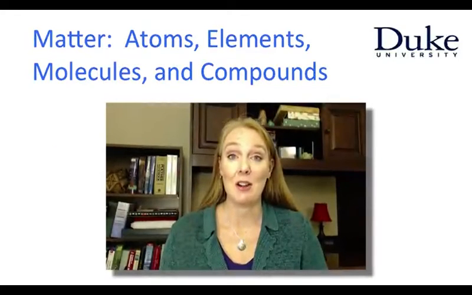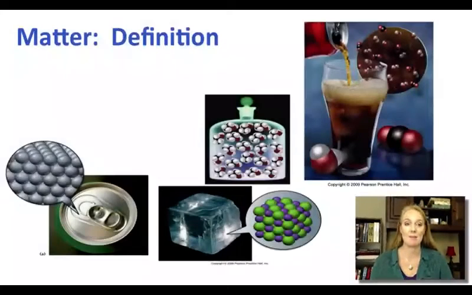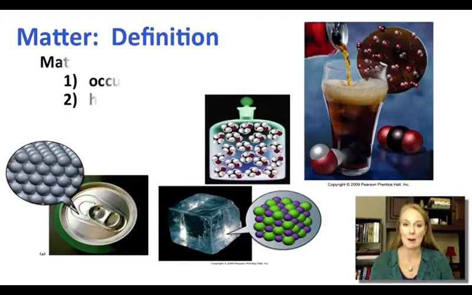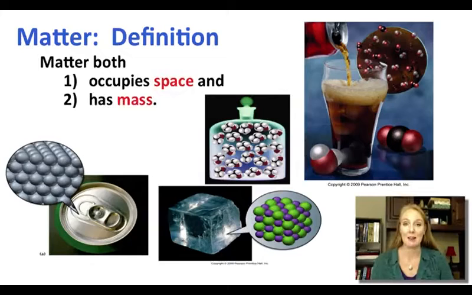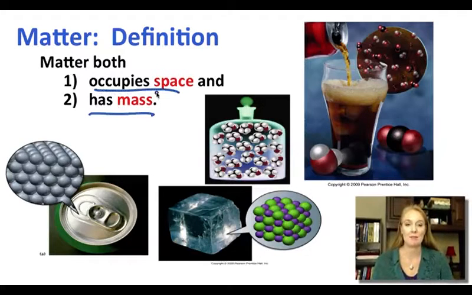In this lecture, I'll define matter, and we'll take a closer look at some of the many different ways matter can be classified. Matter is any physical substance or object, anything that occupies space and has mass, which is also another way of saying that it has weight. So it needs to occupy space and have mass. So if something has a volume, which is another way of saying it takes up space, and you can weigh it, then that object is matter.